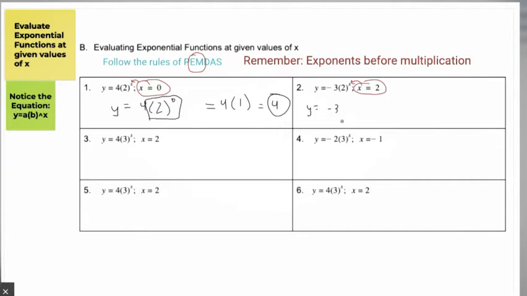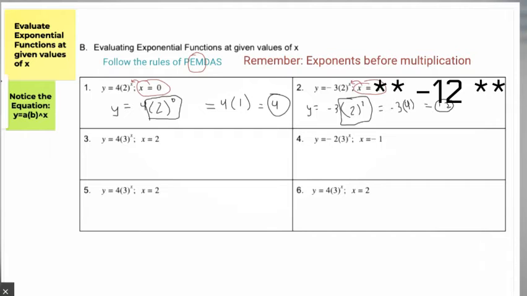Except now it's a -3 that I'm going to be multiplying. So the exponent that I'm going to do first is located here. I'm going to do 2 raised to the 2, which is a 4, with a -3 in front as an afterthought. Well, -3 times 4 is -12. Next, I'm going to keep going.